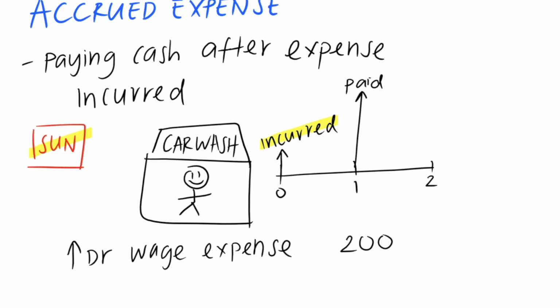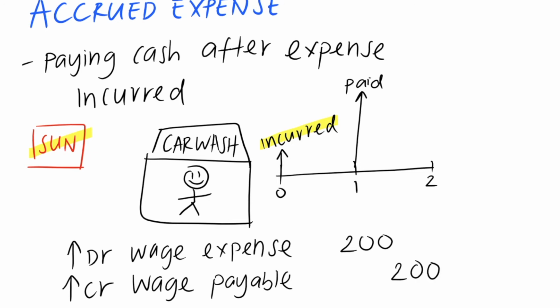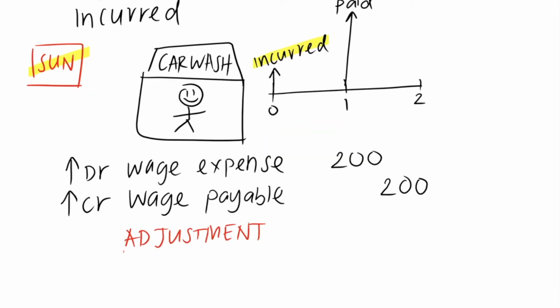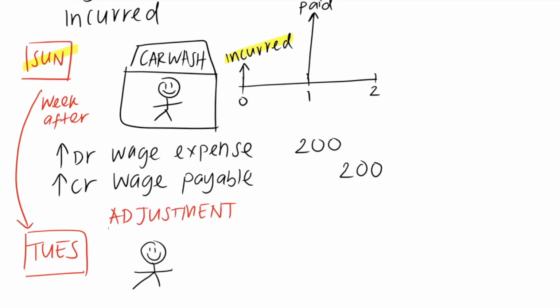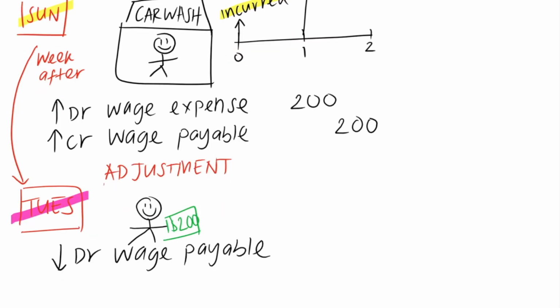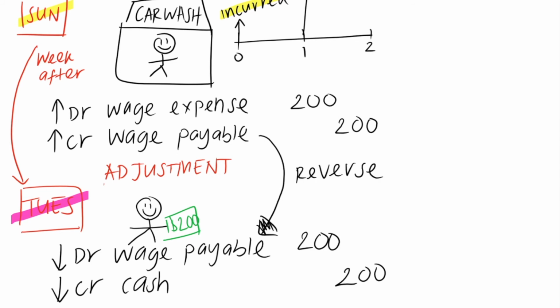Therefore, there will be an increase in wage expense by debiting $200 and an increase in wage payable by crediting $200. It is now Tuesday in the following week and Jerry has received the $200. So how do we adjust this entry? As the company no longer owes Jerry the $200, a reverse on the initial entry must be made by decreasing wage payable. And therefore, the cash account is decreased by crediting $200.